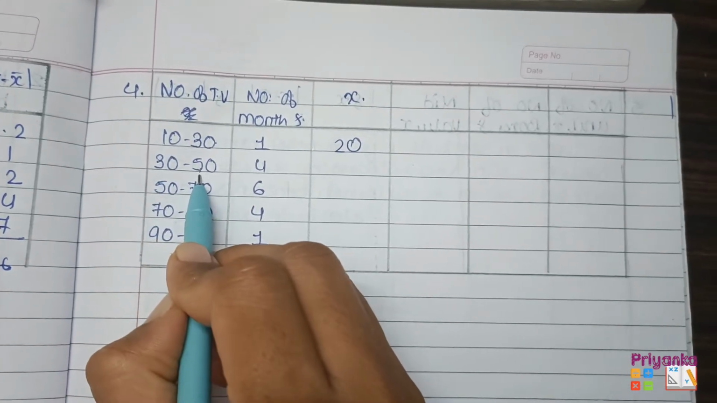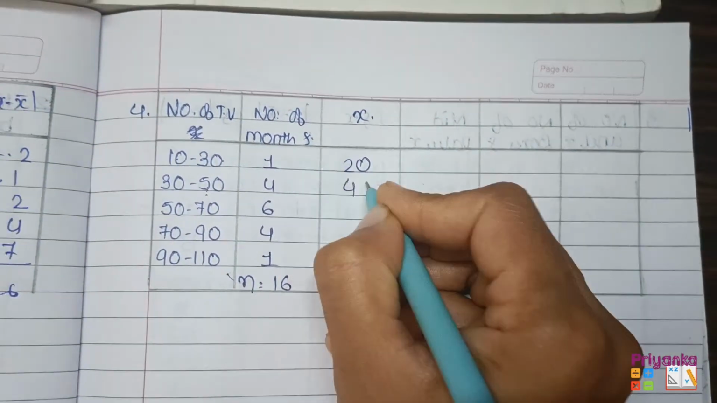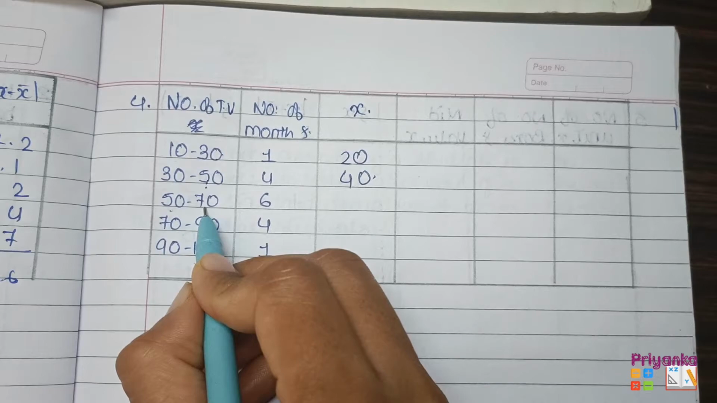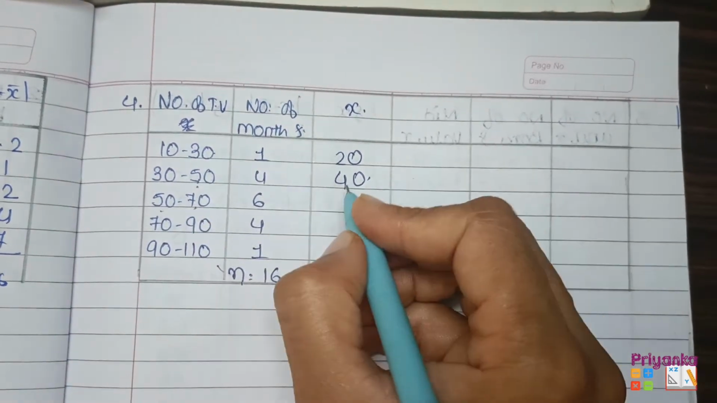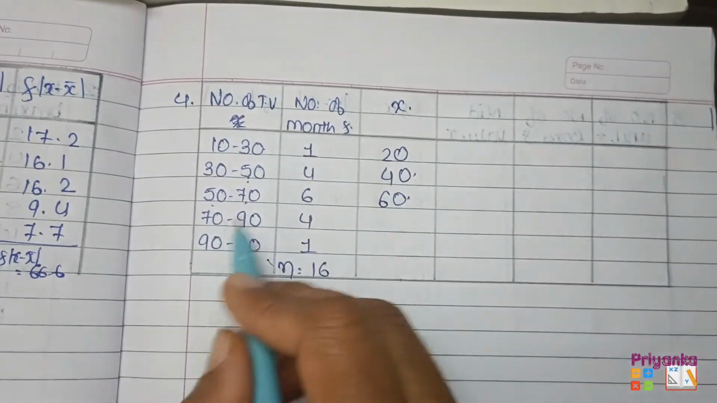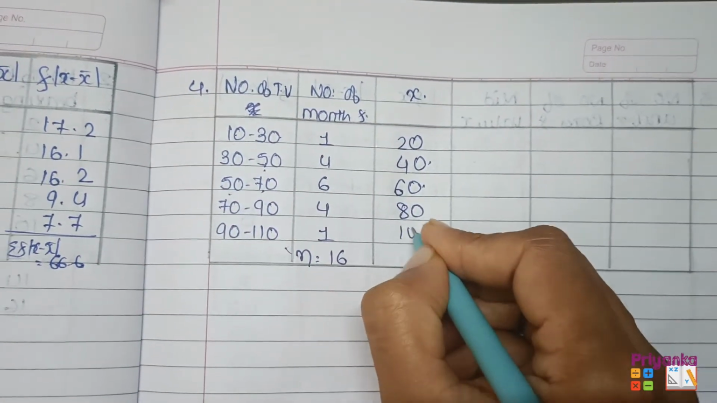30 plus 50 will be 80. 80 divided by 2 will get 40. Next, 50 plus 70 will be 120. Divide by 2, you will get 60. The next 70, in the same way, just continue. The next will be 80 and the 100.